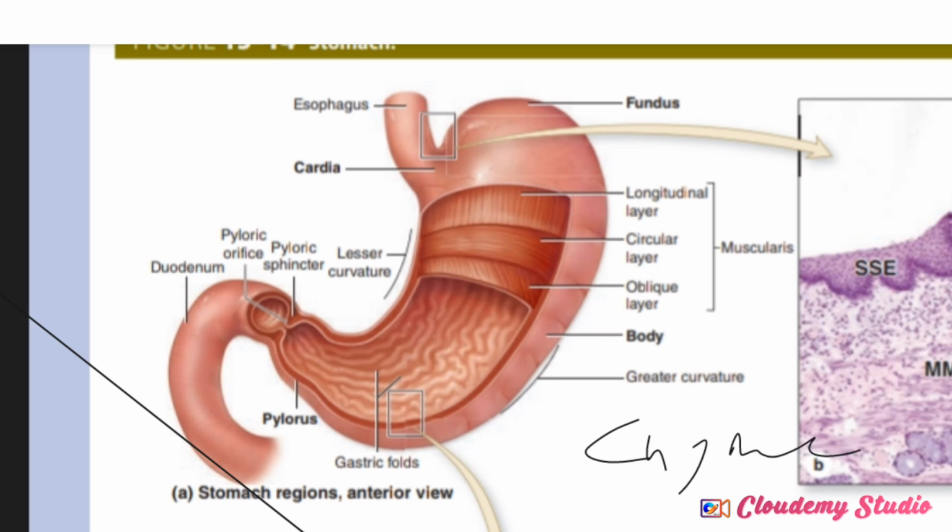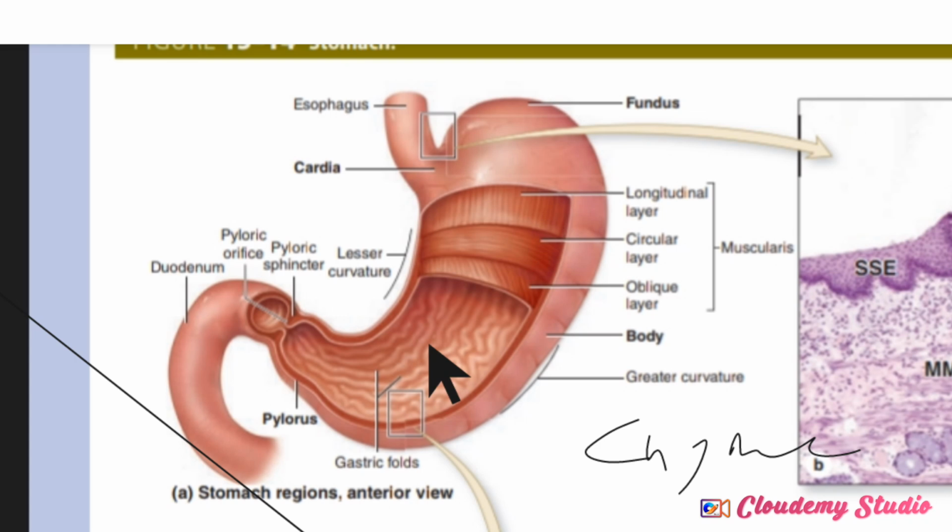Now, the cardia itself, let me now talk about each of these things. The cardia is a narrow transitional zone, about 1.5 to 3 centimeter wide. It is between the esophagus and the stomach. So this thing between the esophagus and the stomach is known as what? Is known as the cardia.